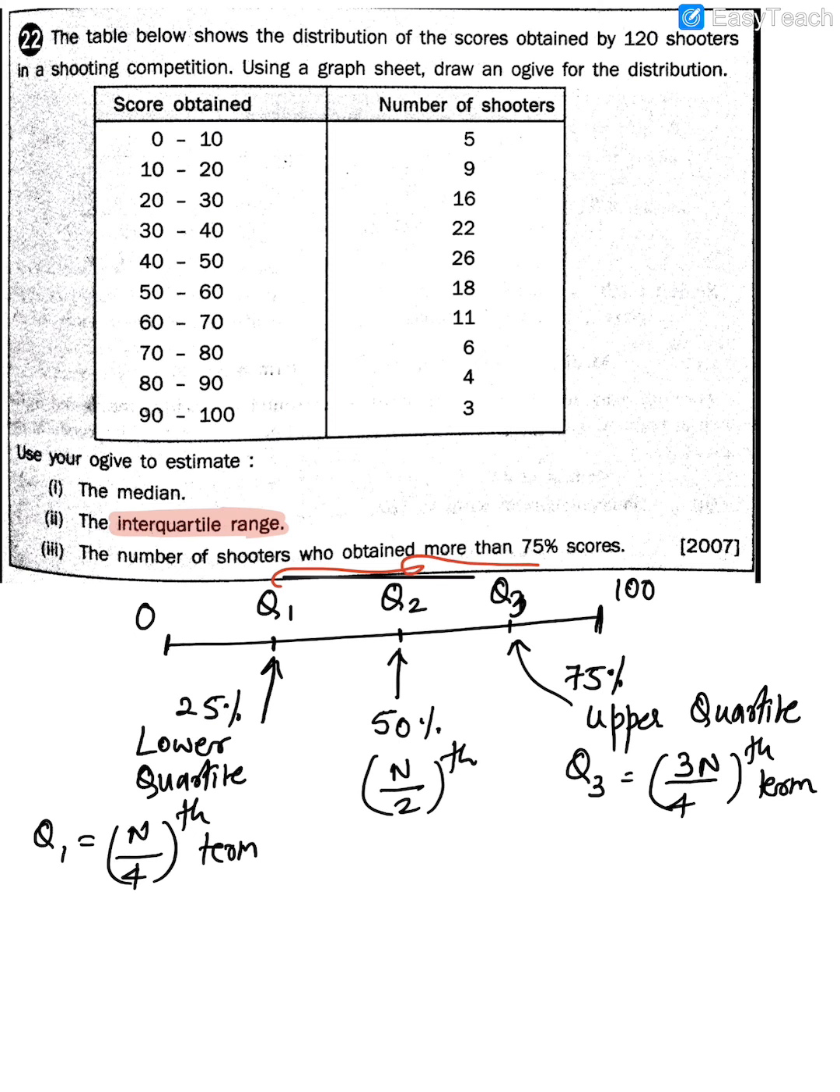Okay, and the difference between these two answers, I'll repeat once again, is called the interquartile range. It's Q3 minus Q1. I cannot say 75th term minus 25th term equal to 50th term. You're getting my point? I'm saying the values, whatever answers you would get for Q3 and for Q1, subtract those answers. Then only you get the interquartile range.